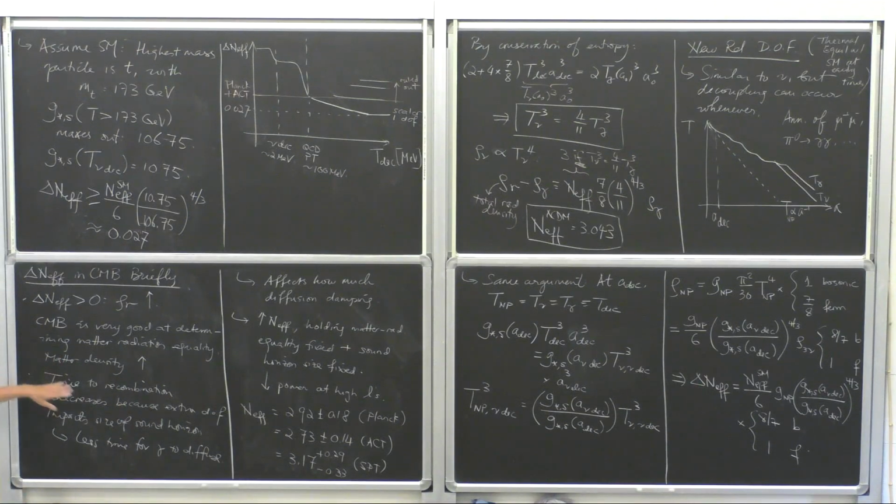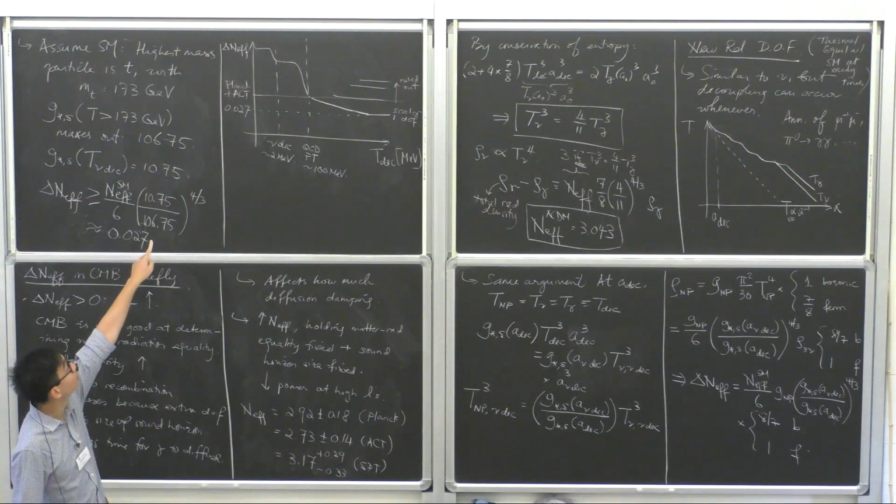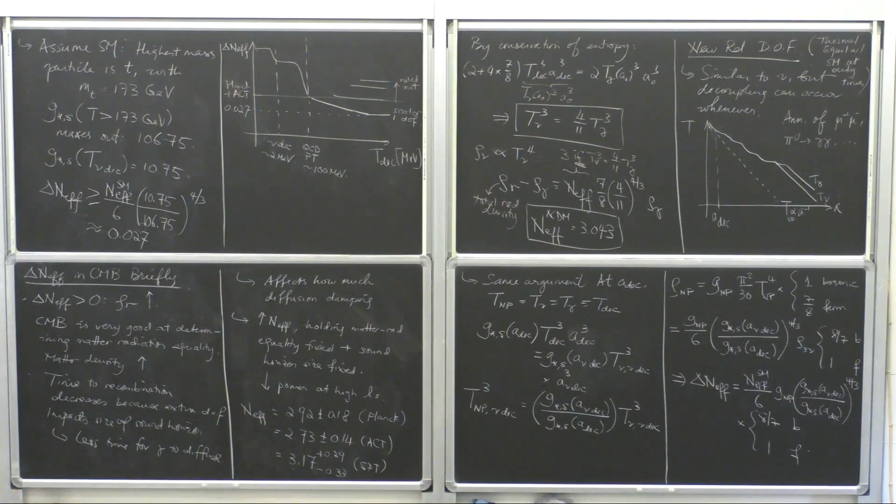All right? And this value here is the thing that's able to give you the constraint that I showed you, which is Planck plus ACT. So it's these two data sets combined. All right?